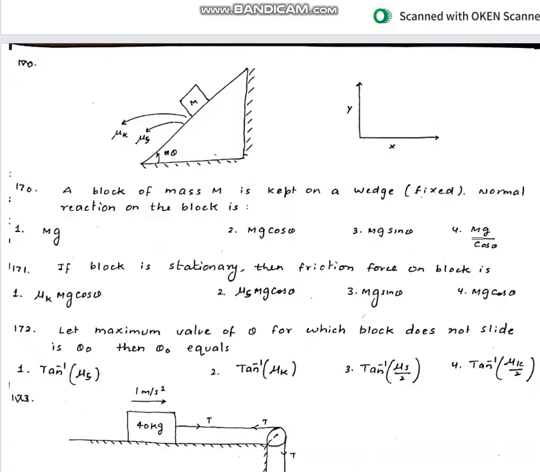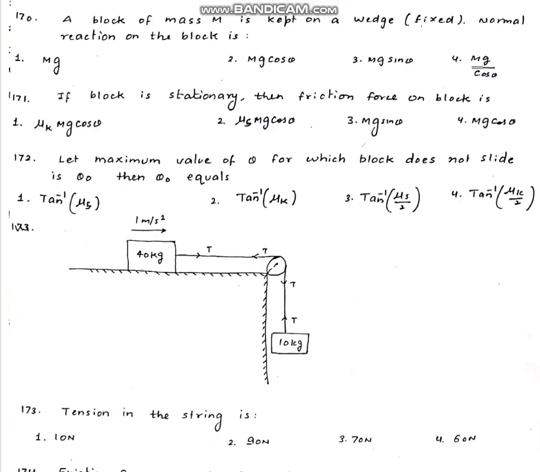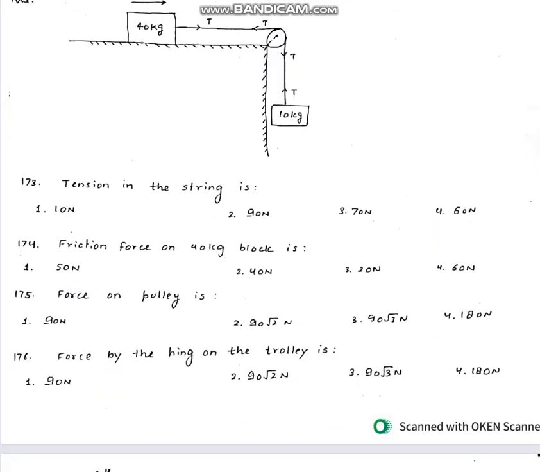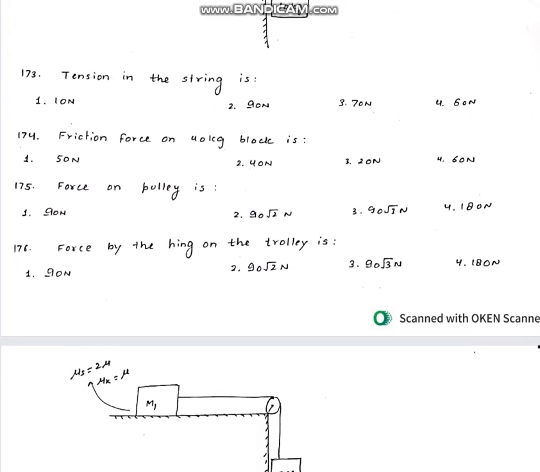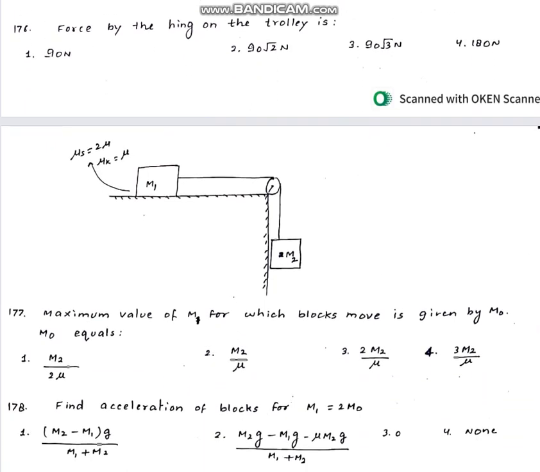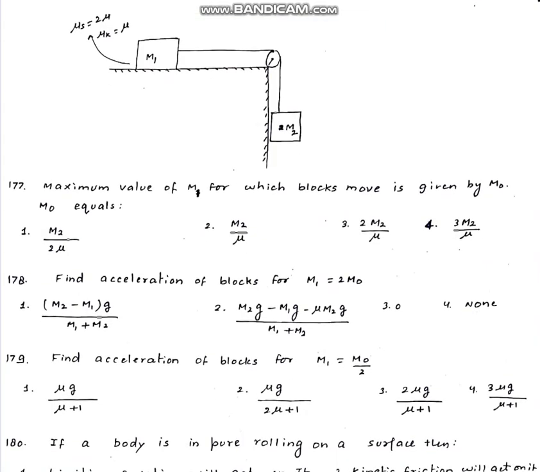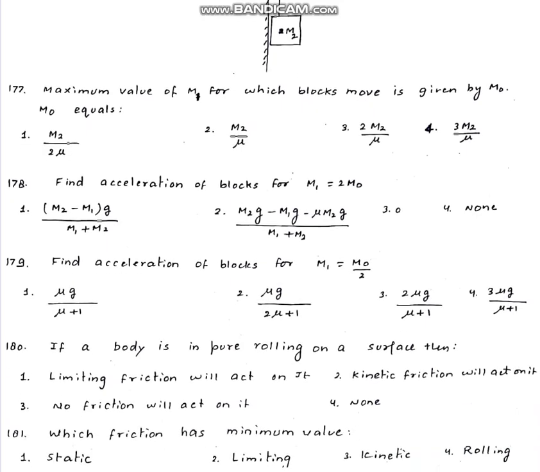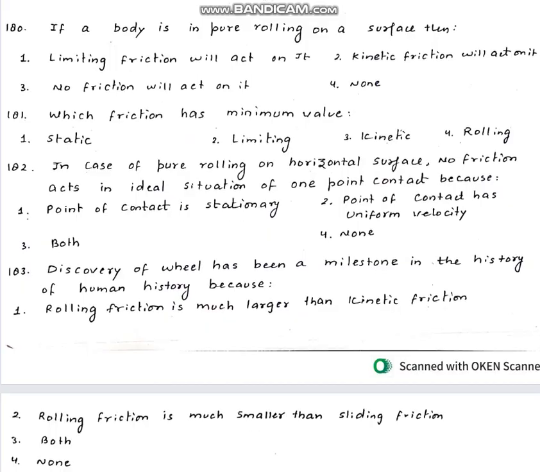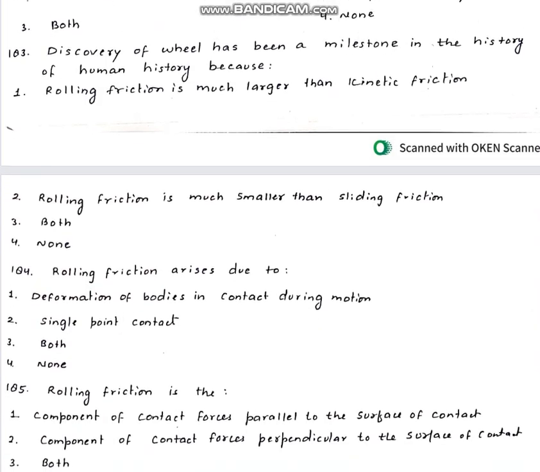Then we have an inclined plane problem based on static and kinetic friction coefficient. We need to find normal reaction, then friction, then the maximum value for no sliding. Then we have a pulley block problem based on friction. We need to find tension, friction, force on the pulley, force on the hinge. Then we have another numerical based on this pulley problem. A mass is hanging down. We need to find the maximum value of that mass so that the system does not move. We need to find the acceleration of the blocks. Then different cases are there. Then we are asked about rolling friction, and about pure rolling.